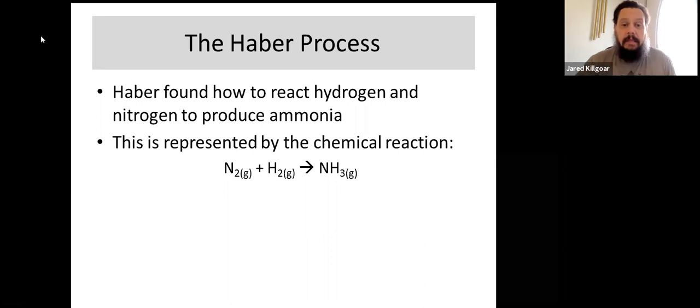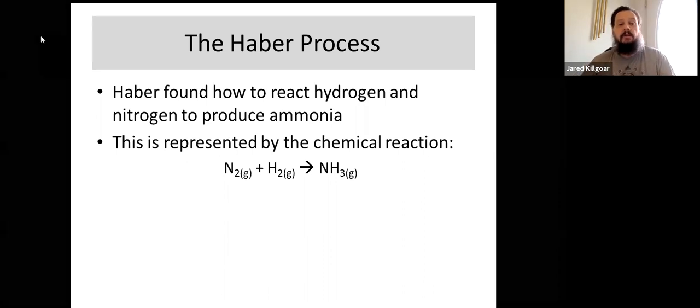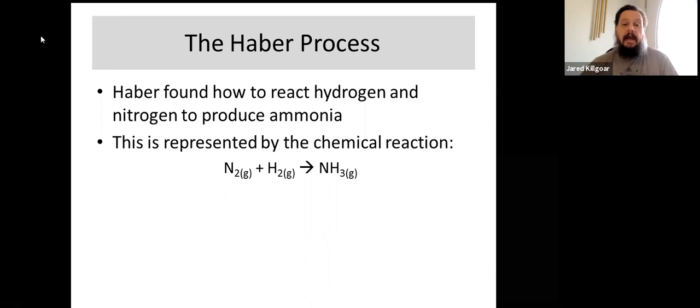The historical production of ammonia: it was harvested from guano in caves where bats live. So guano is poop. So that was gross. When Haber was able to synthesize ammonia from nitrogen gas and hydrogen gas at high pressures and low temperatures, it made the production of ammonia a lot easier. So this is an important historical reaction, and let's take a look at it.